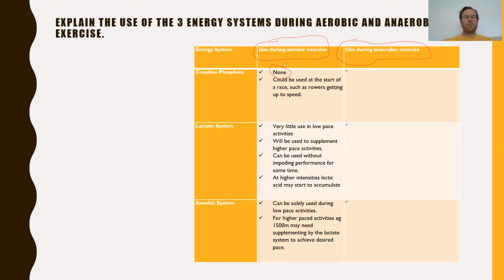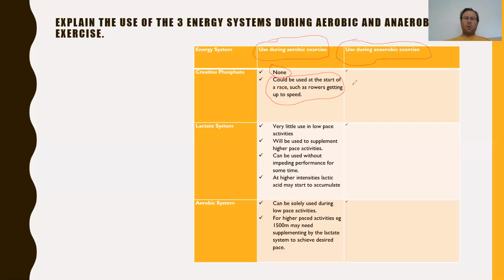So just to say something, I've put that it could be used at the start of a race, such as a rower getting up to speed. It could be in something like a 1500 meter race, where sometimes they get out of the blocks pretty quick. So you could use it in literally the first 4 seconds to get down the track in front of your opponent. But otherwise, in a classic aerobic run, you're not going to use it.